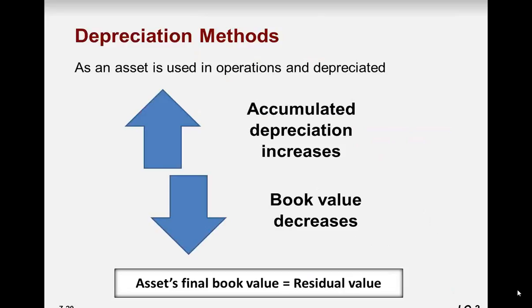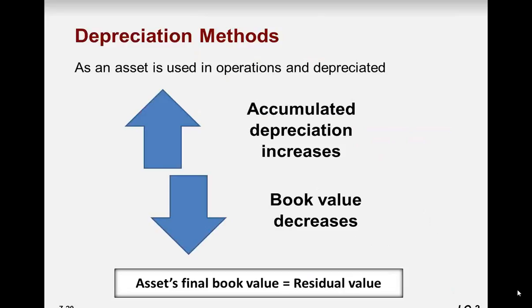So here's an example. See if you can do this one real quick for straight line. We have a machine that costs $10,000 with a useful life of 5 years and a residual value of $2,000. It was purchased on January 1st. What is its straight line depreciation for year 1? Okay. I have a couple of 1600s, that's right.